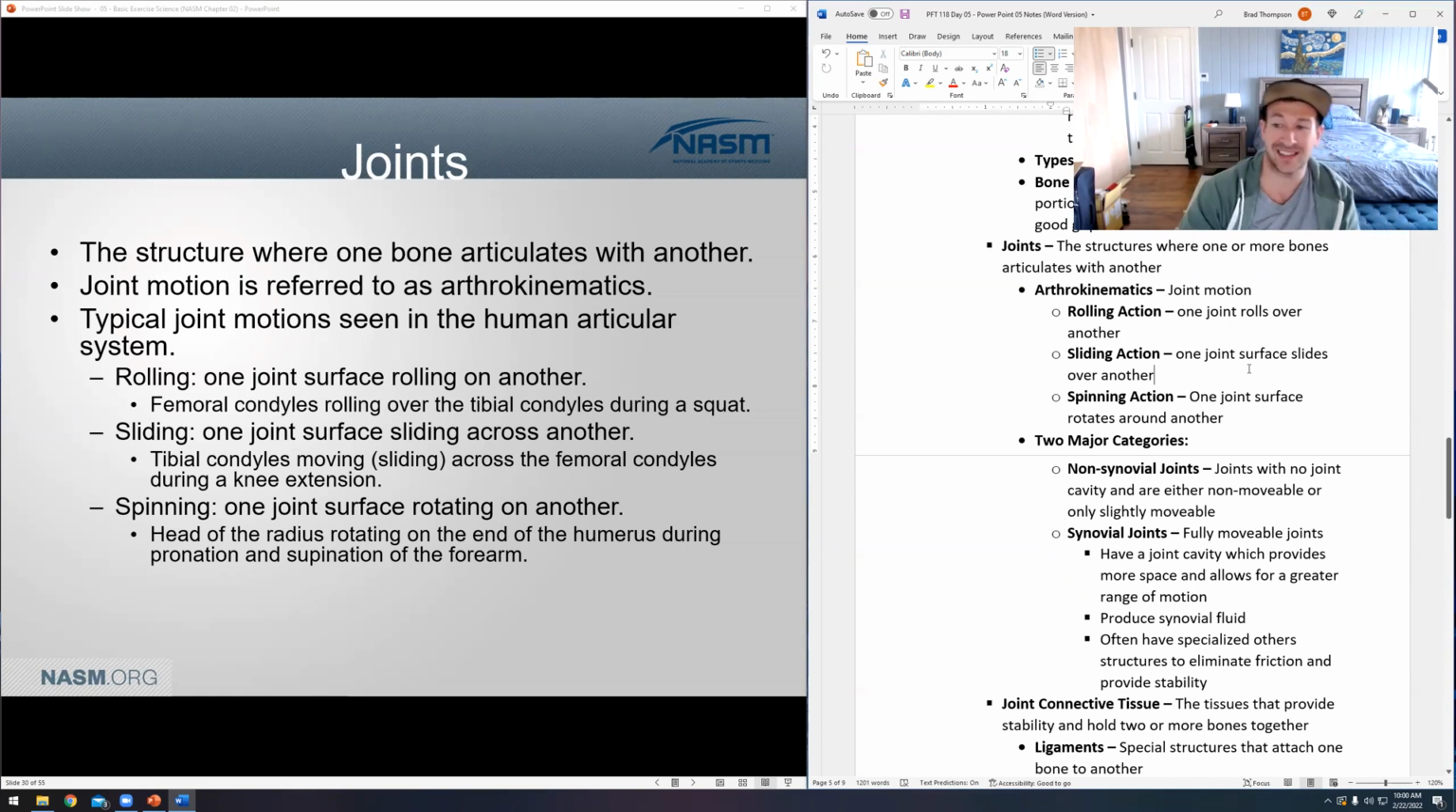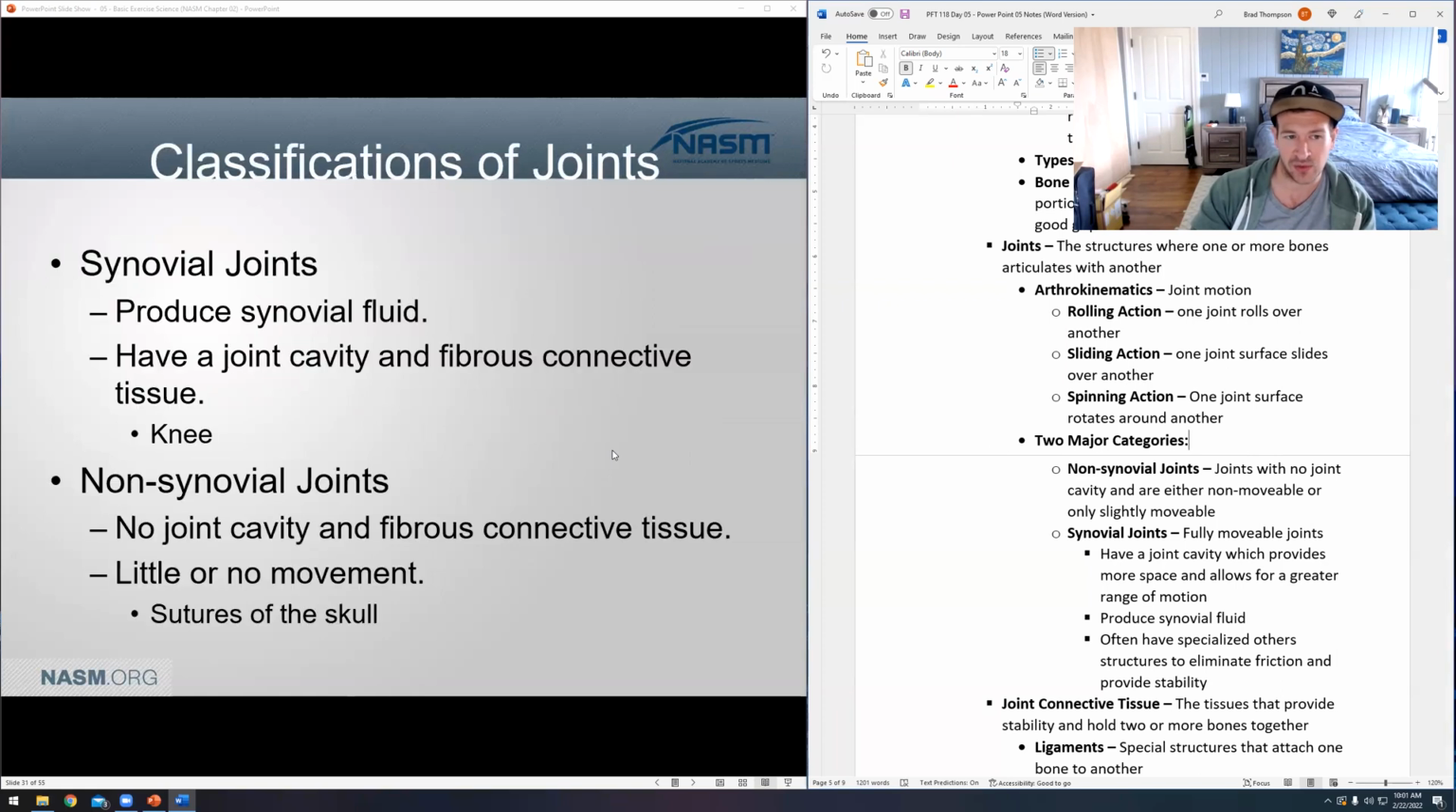But arthrokinematics literally means joint motion, right? Arthro for joint and kinematics for motion. So the three main types that we'll see are rolling actions, sliding actions, and spinning actions. And then there's lots of variations of joints doing those various actions, right?